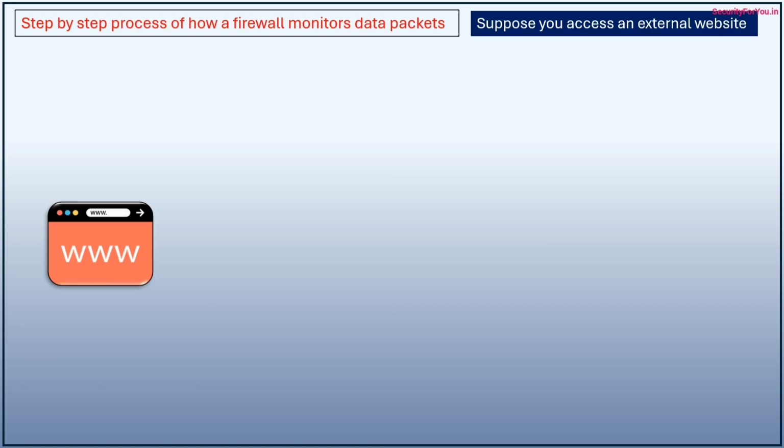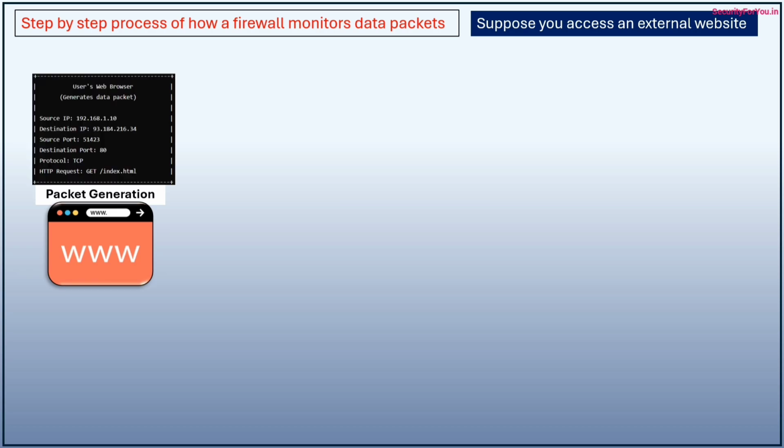Suppose you access an external website from your workstation. First step will be packet generation. Your web browser generates a data packet to request access to the website. This packet includes information such as source IP address, which is your workstation, destination IP address, which is the website server, the source port, and the destination port. So the destination port will be 80, which is used for HTTP, right?